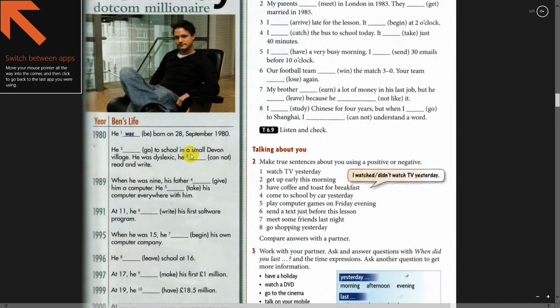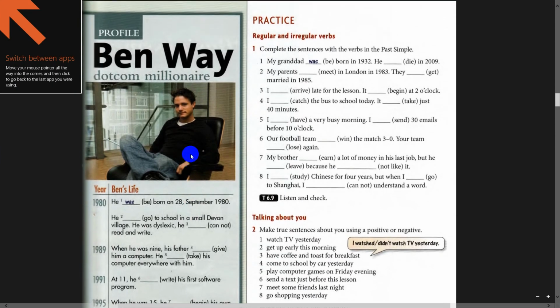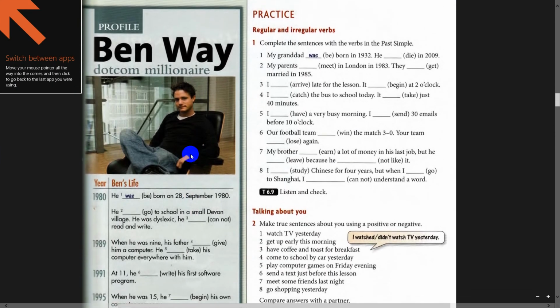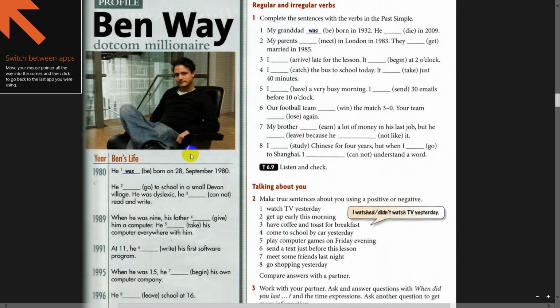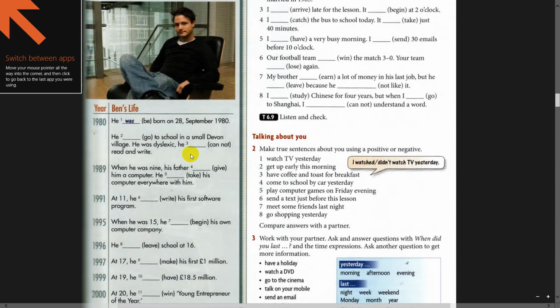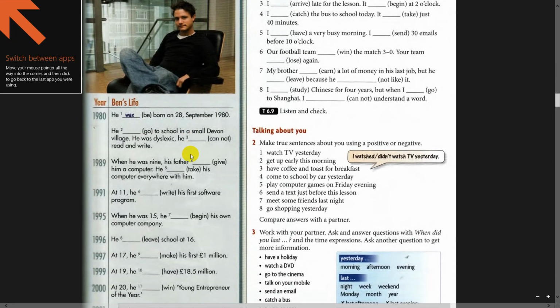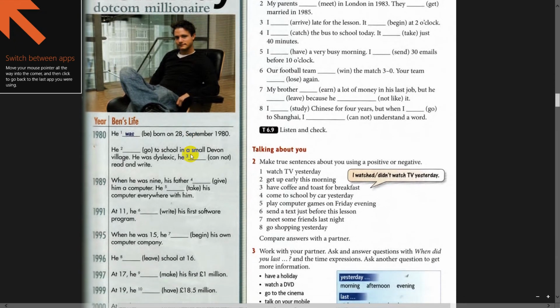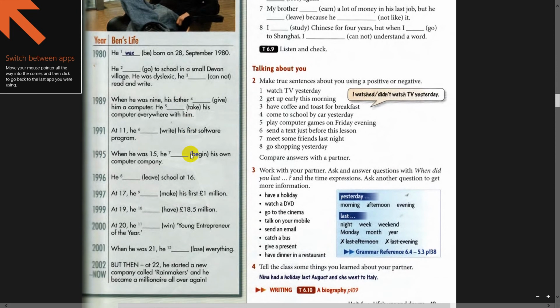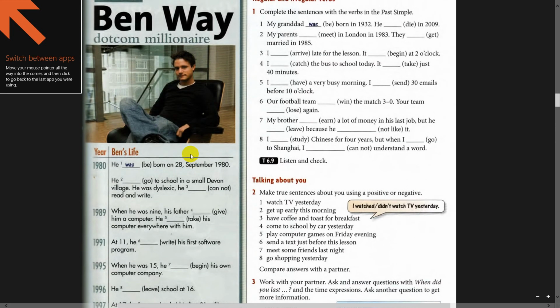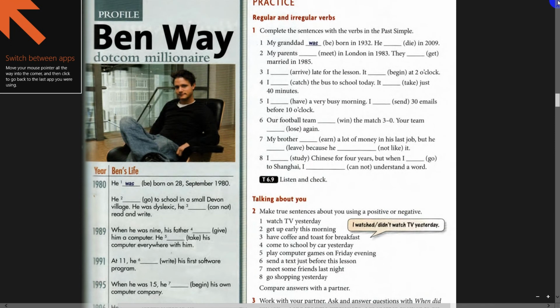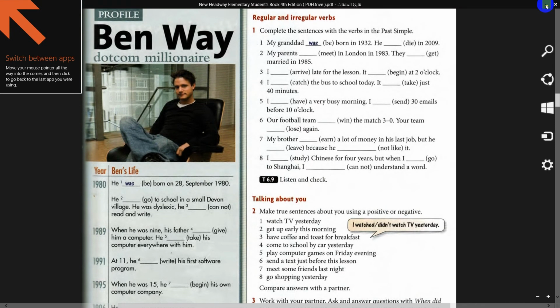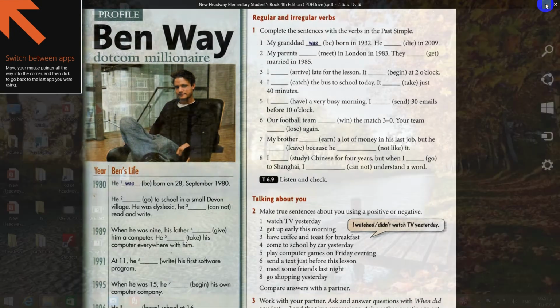Okay. If you remember, you heard the interview with Ben, who is the millionaire or billionaire, and there is a task concerning this interview. Now I want you to listen to this tape script concerning regular and irregular verbs.